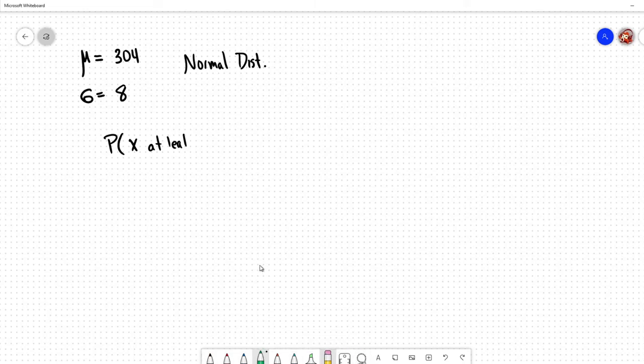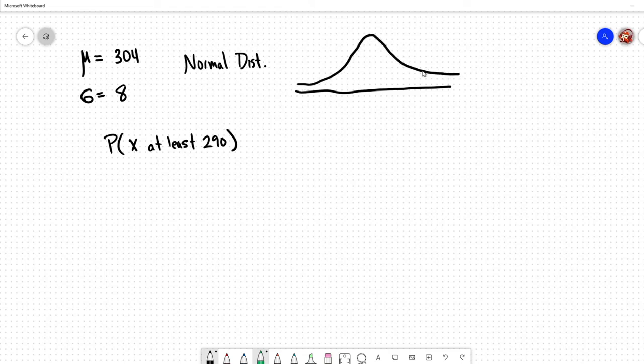So at least 290 yards. Okay, so as I showed you today, when you get these questions, always start by drawing a sketch of the normal curve. This should always be step one. So when we hear the term normal distribution, I want to draw that visual.